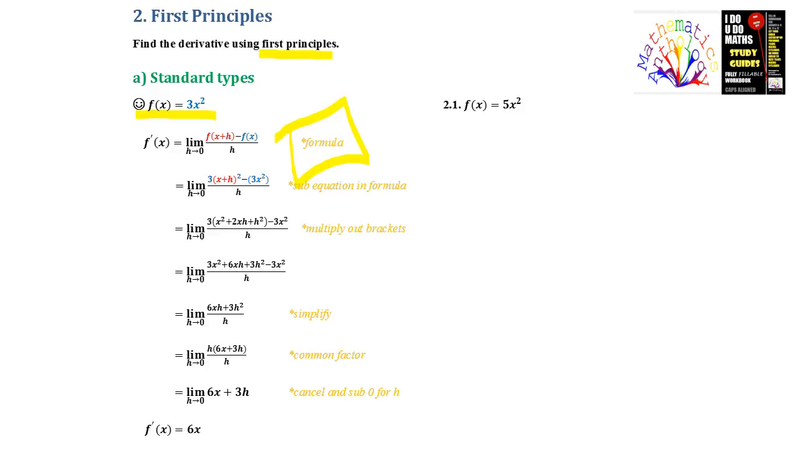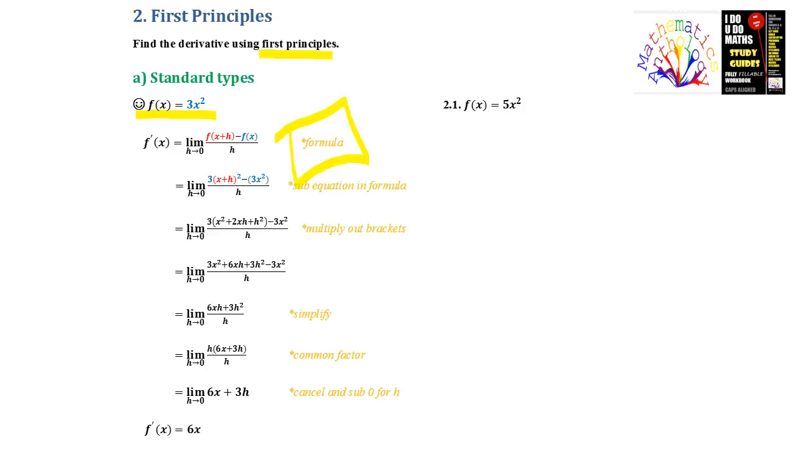and that formula is f prime x is equal to the limit as h approaches 0 of f of x plus h minus f of x all over h. Now, I've separated this formula into a red part and a blue part. So the red part, the first part of this formula here, it means wherever you see x in the equation, you're going to replace it with x plus h.